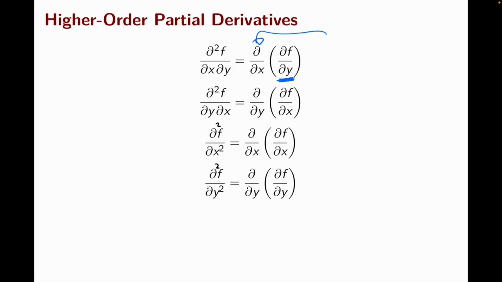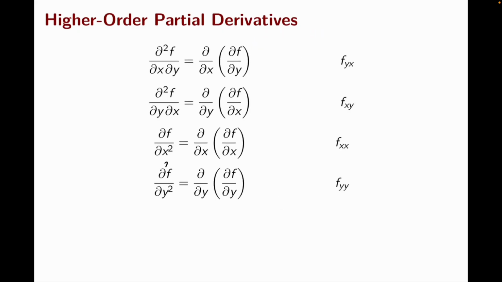Second derivative, this is the correct notation: second derivative of f with respect to x twice, or second derivative of f with respect to y twice. So what this thing is, for instance, the last one: you do the first partial derivative of f with respect to y, and when you get the result, you do it with respect to y again.